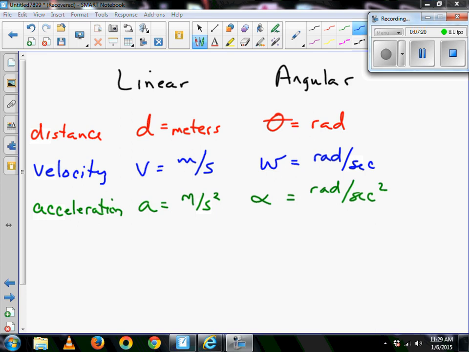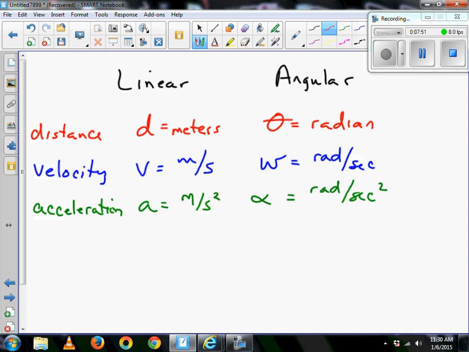Once again, for distance, what units did we use when we were talking about straight lines? Meters, right? Well, now we're not using meters anymore. We're using radians. So instead of meters, your units are going to be radians. Instead of a D for distance, what letter are you using? Theta. Okay, it's all Greek. So anytime you see Greek, you know you're going to be going around in a circle in this chapter.